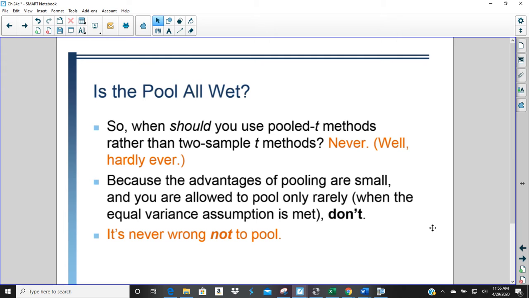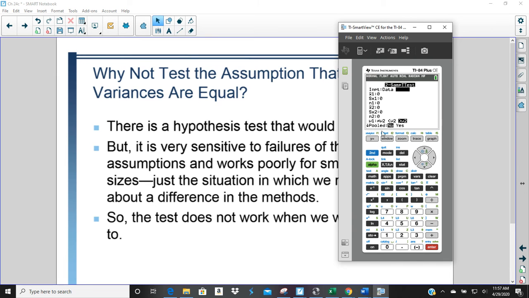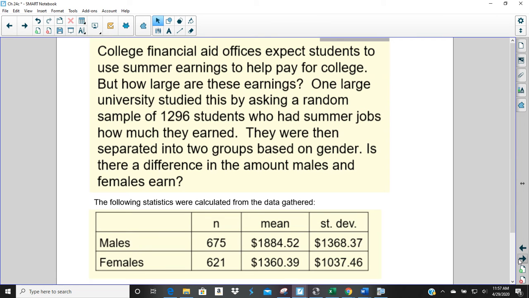Certainly when you get to college and take some more advanced stats classes, like stats 2, which most of you probably will if you're business majors or math majors. But the advantages are small. You're only allowed to pool rarely, so don't. It's never wrong not to pool. On this calculator where it says pooled no, keep it no. When we're doing proportions, it doesn't ask you to pool because it will automatically do the work for you. So we're not going to assume the variances are equal. I'm going to blow through these.